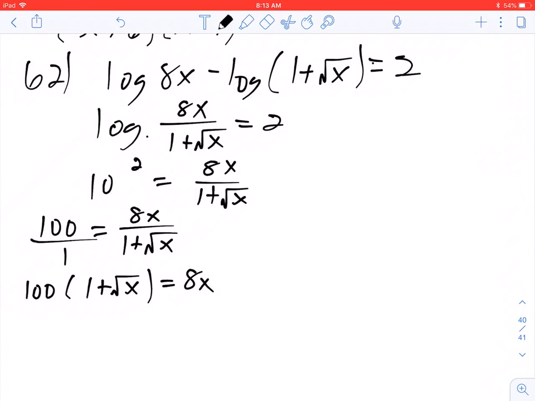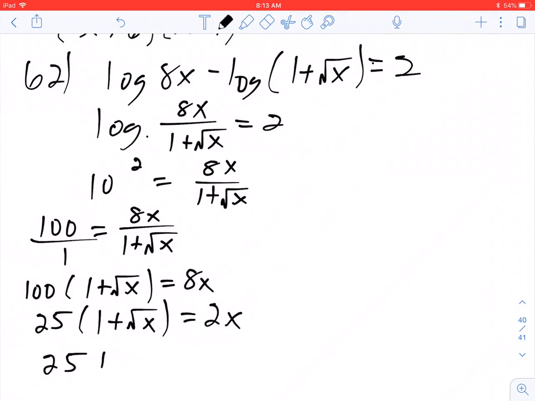And now we can reduce. The 100 and the 8 are both divisible by 4, so let's reduce them. 4 goes into 100 25 times, and 4 goes into 8x twice. So that gives us this. Now, this is where it gets a little bit trickier. The 25 needs to be distributed. So we're going to have 25 plus 25 root x equals 2x.